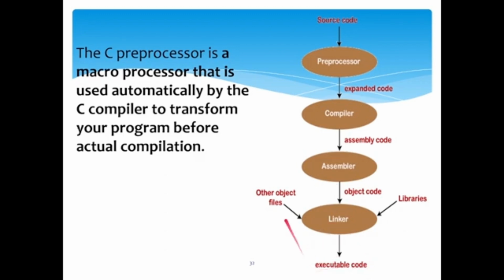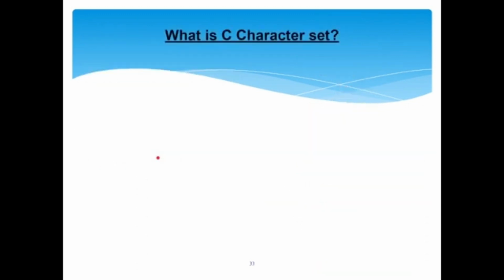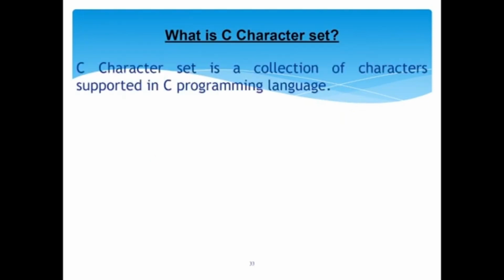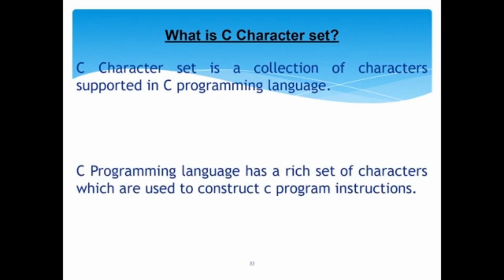The C preprocessor is a macro processor that is used automatically by the C compiler to transform your program before actual compilation. And what is the C character set? It is a collection of characters supported in the C programming language. It has a rich set of characters which are used to construct C program instructions.